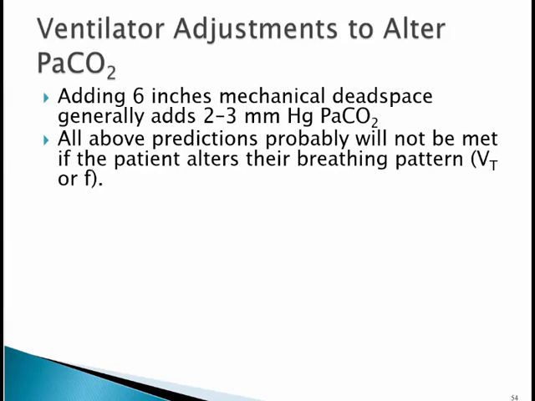Let's talk about the addition of dead space and how it affects ventilation. I'm not talking about dead space that's caused by the disease or the anatomic dead space. This is what we call mechanical dead space. This is typically done in increments of about 50 mLs, which is the equivalent of one joint of blue corrugated tubing. So adding 6 inches of mechanical dead space, which is one joint, generally adds 2 to 3 millimeters of mercury of PaCO2.